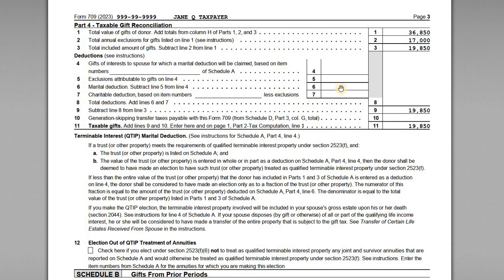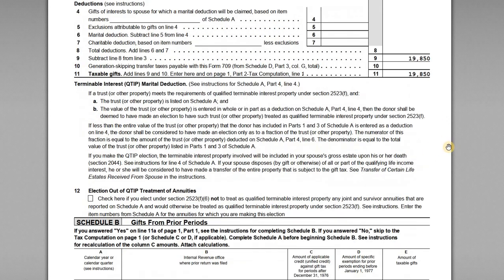Now on the deduction side, we don't have any that apply here. No marital deduction. If you have charitable contributions that are included in line 1, you might have a charitable deduction here. Doesn't apply to us, so we're left with the $19,850, and we have no GST payable for the year either. So the total taxable gifts remains at $19,850.